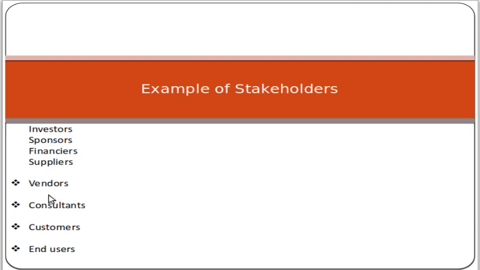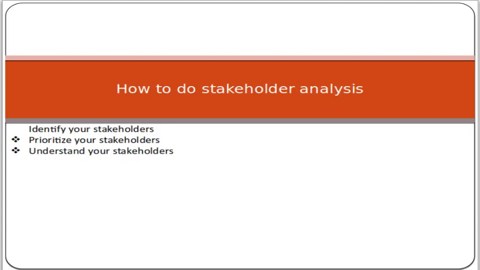Vendors are providing services, any type of software services or any other type of services which are necessary for the execution of the project. Consultants are those who provide consulting services or guidance for the execution. Customers are a very important stakeholder. End users are the users who will use the product at the end of the execution, once the project or product is completed. They are ultimately the users of the application.